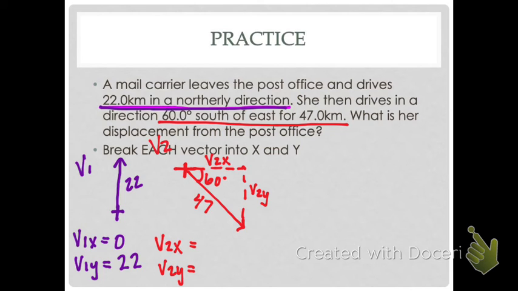In this case, it's adjacent. So we would go 47 cosine 60. And for y, we would do 47 sine 60. Okay, do either of these components need to be negative? Yeah, which one? The y component does need to be negative. So x, I think, comes out to 23.5. And y, I think, comes out to negative 40.7.